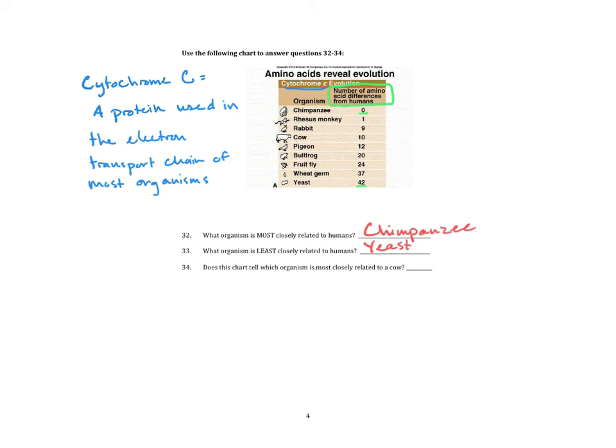Number 34 asks, does this chart tell which organism is most closely related to a cow? And it does not, because you would have to look at the cow sequence and compare it to all these other organisms. This chart can only tell us how closely related things are to humans, because humans are the template sequence that we're using. If you wanted to compare how cows are related to these other organisms, you'd have to look at those sequences relative to the cow sequence.